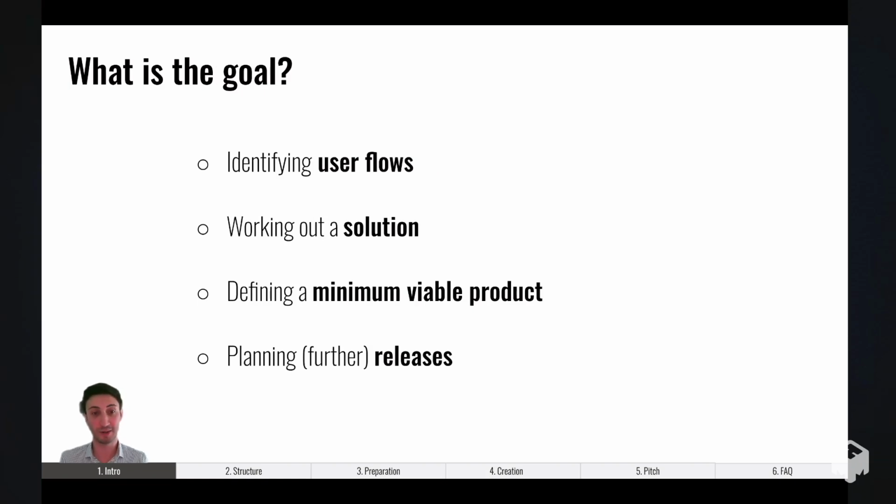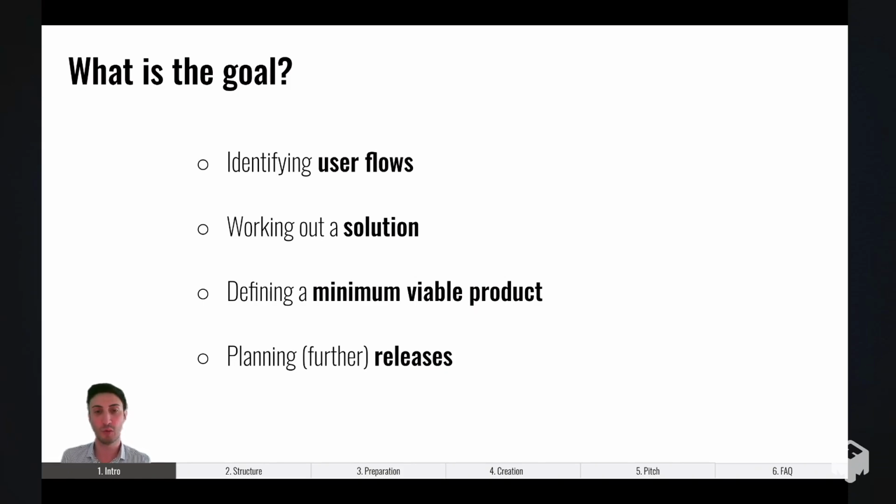So what is the goal? The goal is obviously to define and identify how the user is going to flow through our product. And what we're going to do then is we're going to work out some solutions. So that doesn't necessarily mean that we only think about one solution, because user story mapping is a quite creative process. So we will come up with many solutions how the problem can be solved.